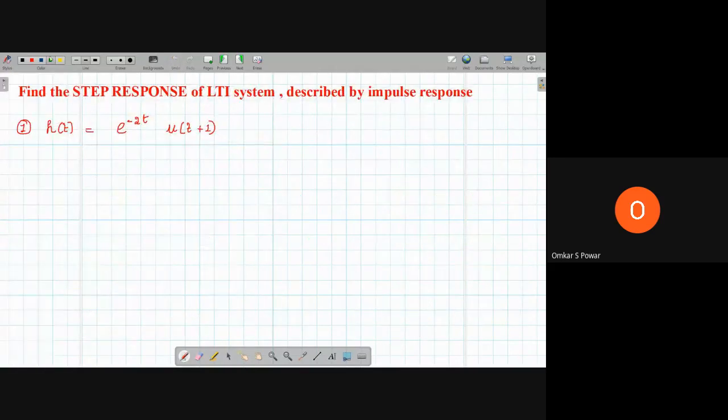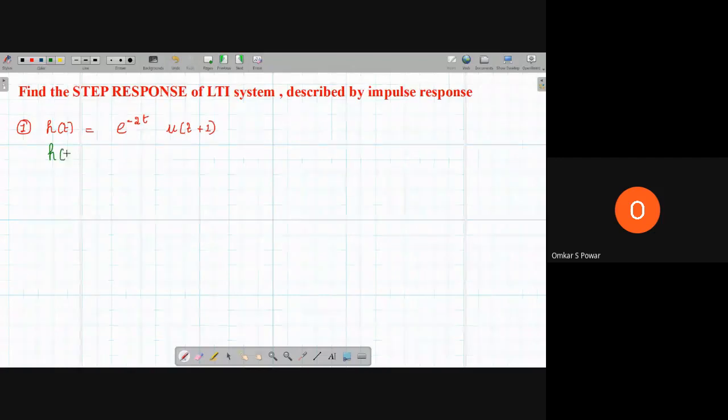Okay. So we will take this problem here. h(t) = e^(-2t) u(t+1). What is the first thing you have to do? First, you write the mathematical expression, then plot it. Here plotting is not necessary because we know the formula beforehand. So we will write the mathematical expression.